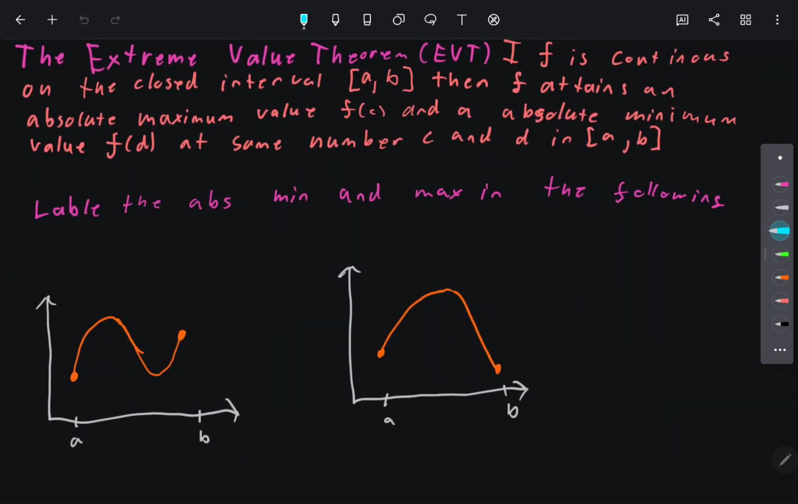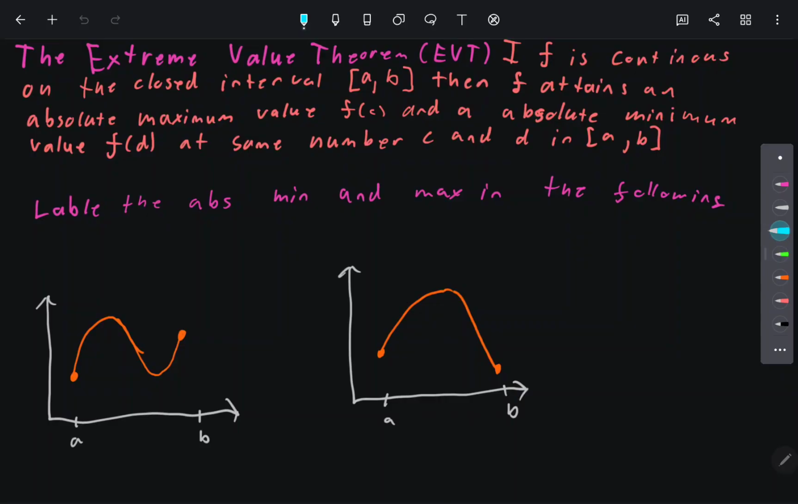So now we have the extreme value theorem. What the extreme value theorem supposes is if f is continuous on the closed interval a to b, then f attains an absolute maximum value, f of c, and an absolute minimum value, f of d, at some numbers c and d in the interval a to b. So what I want us to do is label the absolute min and the absolute max in the following graphs.